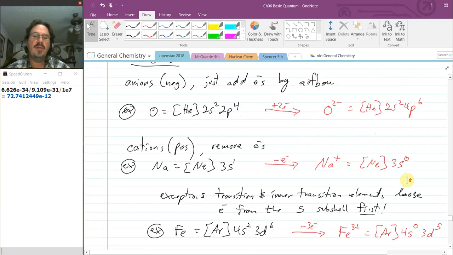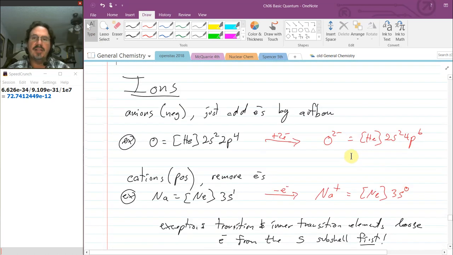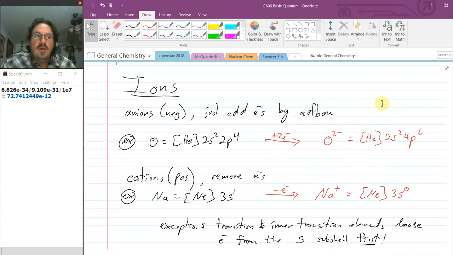One last thing to talk about in this section, ions. What happens to the electron configuration when you make an ion? You either add an electron to make it negative or remove an electron to make it positive. Right? Well, the negative ones are really easy. It's just like the Aufbau principle. You throw another electron at it, well, where's it going to go? Well, it's going to fill up in the same order that we've been talking about anyway.